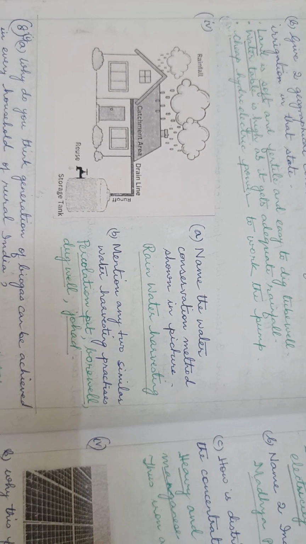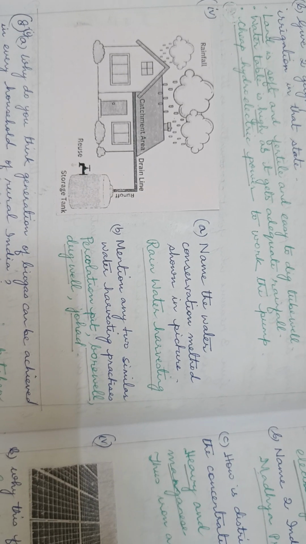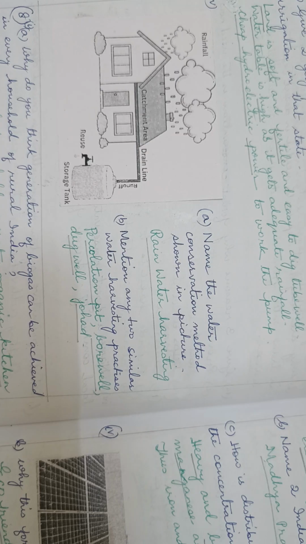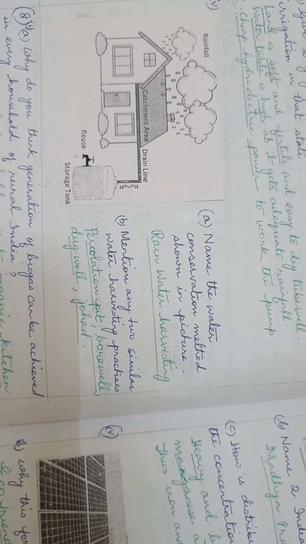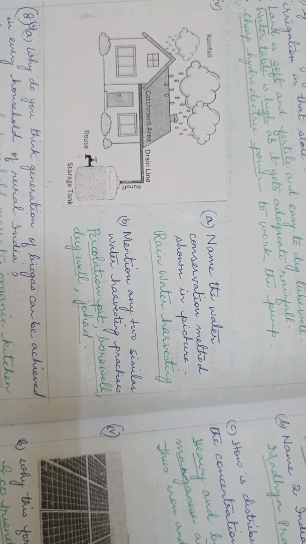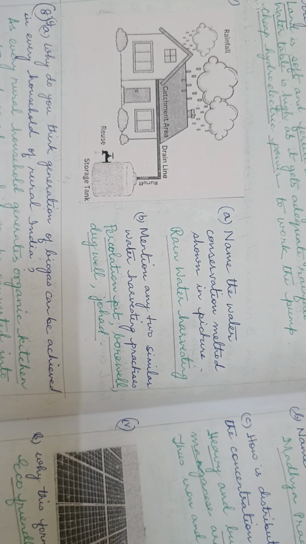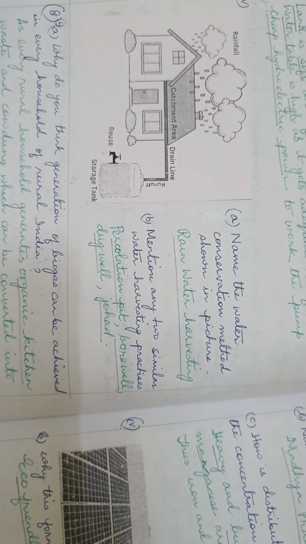Roman number 4 is the picture here. This is a picture of rainwater harvesting. Now, two similar water harvesting practices are percolation pit, borewell, dugwell, and johad.